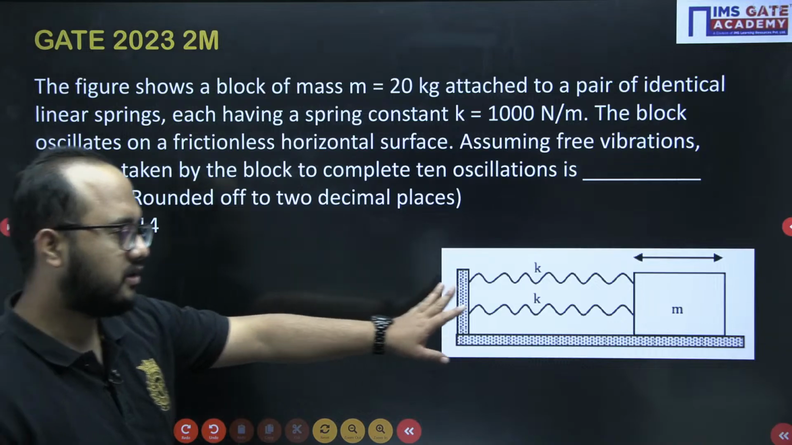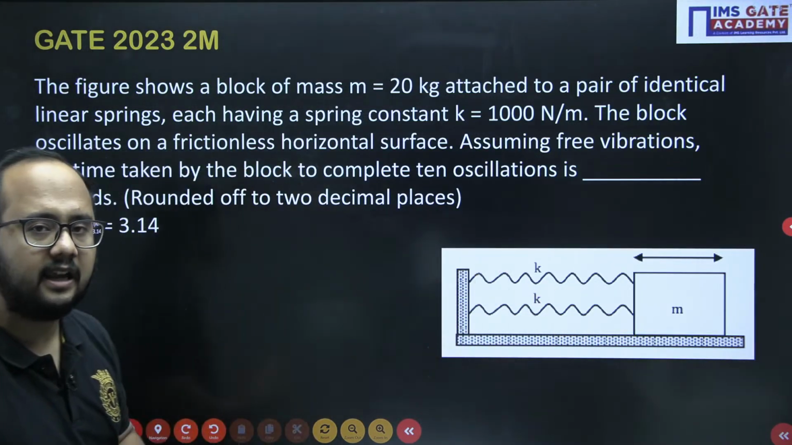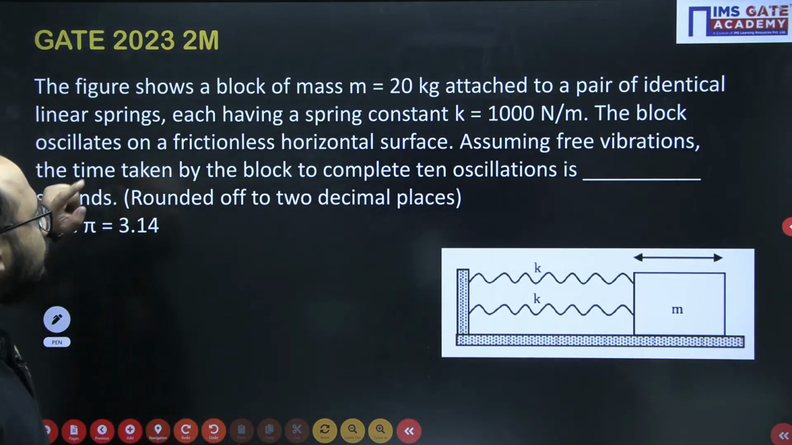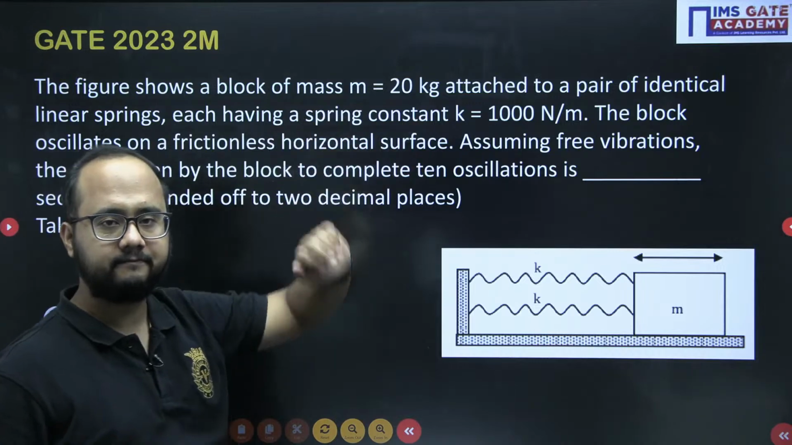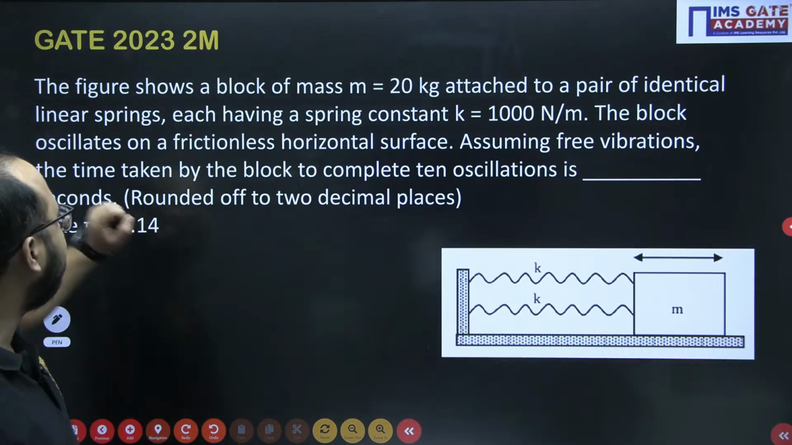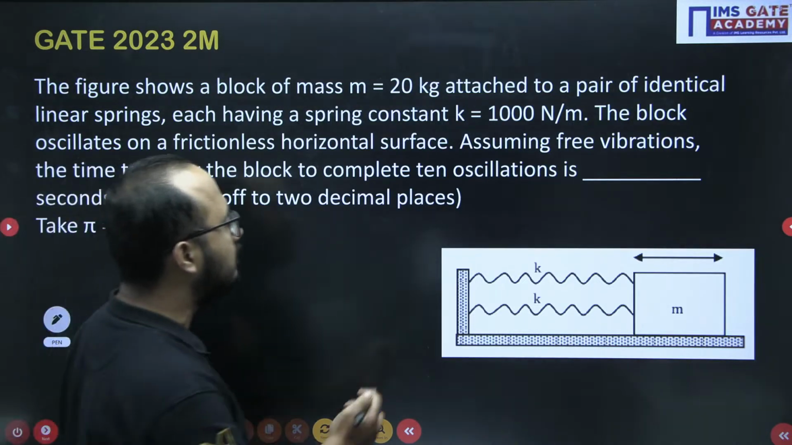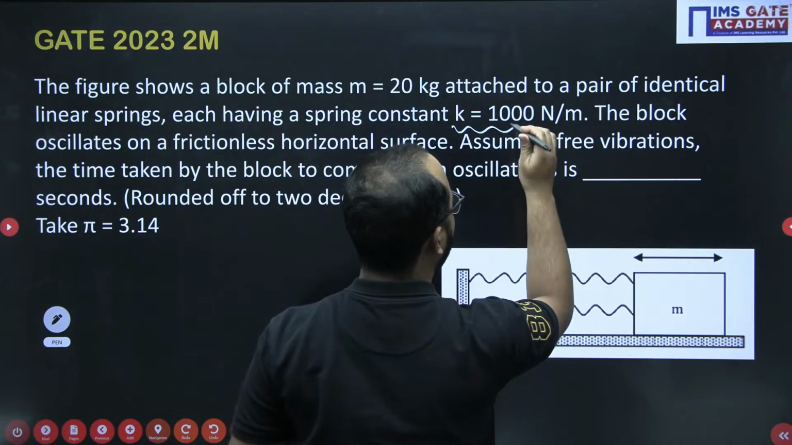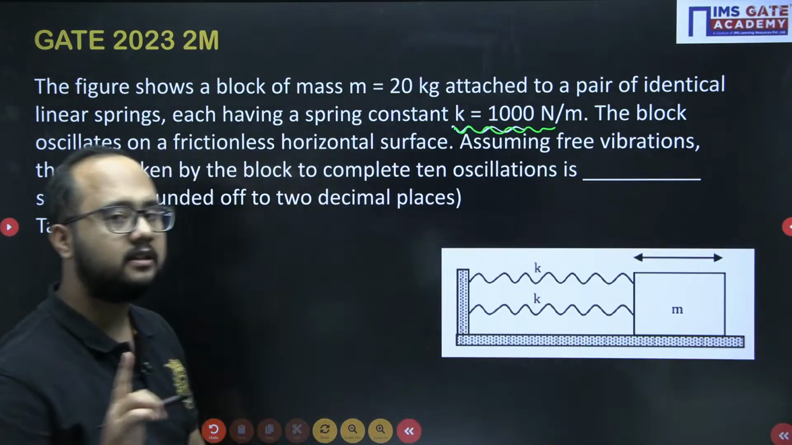First of all, in the diagram they have mentioned there is a mass here. These are two springs connected in parallel. So what it shows: the figure shows a block of mass 20 kg attached to a pair of identical linear springs. Identical springs are there having a spring constant of 1000 Newton per meter. Remember, the unit is given as Newton per meter.